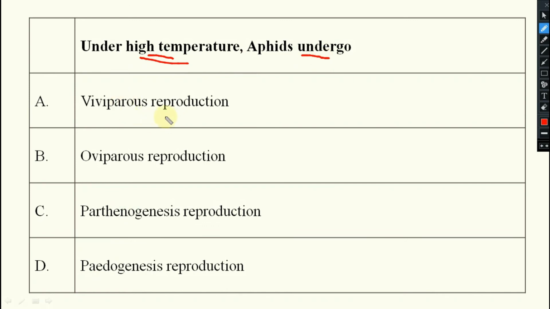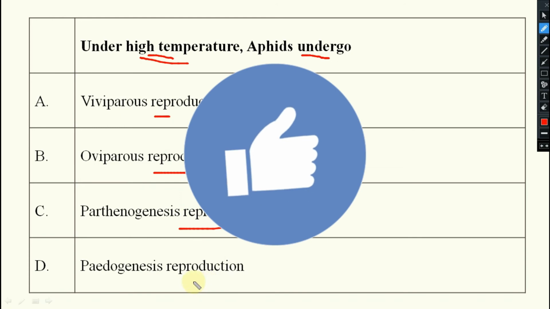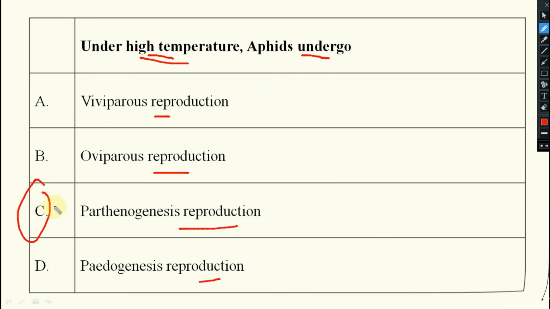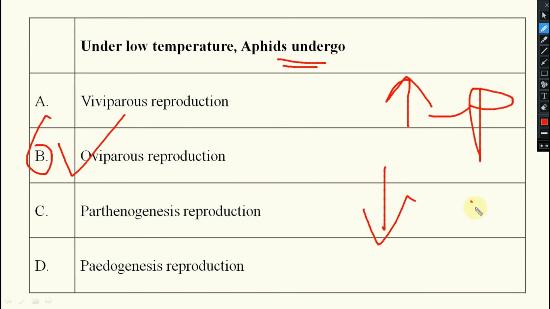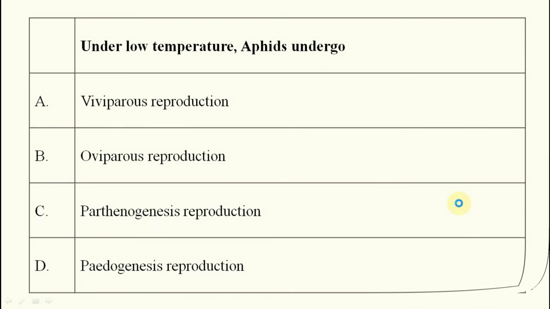Next, you see, under high temperature, aphids undergo what? Whether viviparous reproduction, oviparous reproduction, parthenogenesis, or pedogenesis? Answer will be your parthenogenesis. Next, under low temperature, aphids undergo which one? That answer will be your oviparous. You see, if high temperature, then parthenogenesis. If low temperature, then oviparous. Like this you try to remember.